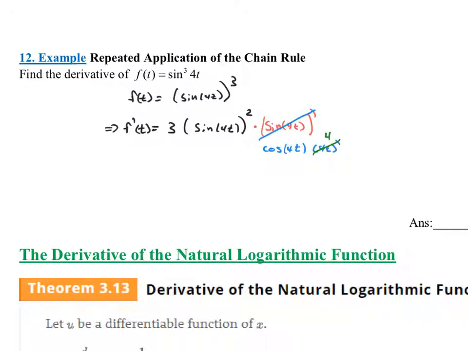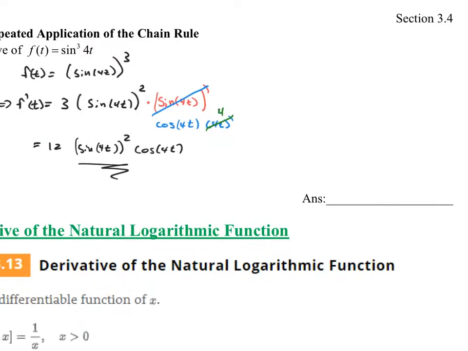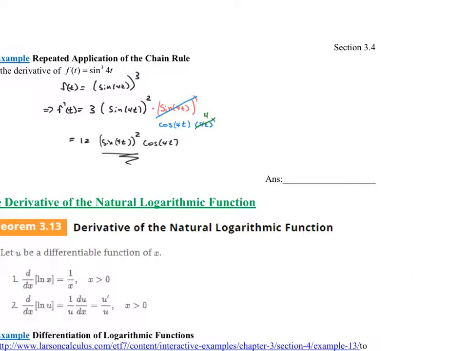Now I have a 3 times a 4, so what am I getting? 3 times 4, I'm getting a 12. And then I have a sine of 4t squared, or a sine squared of 4t, I don't care how you write it, times a cosine of 4t. And there it is. So again, why would most people miss that problem? Because they would forget that 4 there. So it's a 12 sine of 4t quantity squared times cosine of 4t.